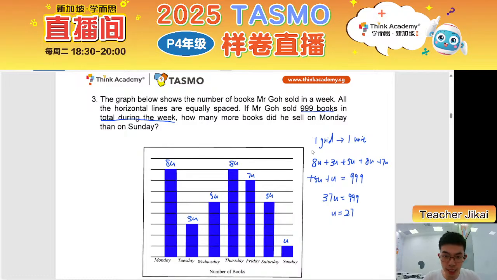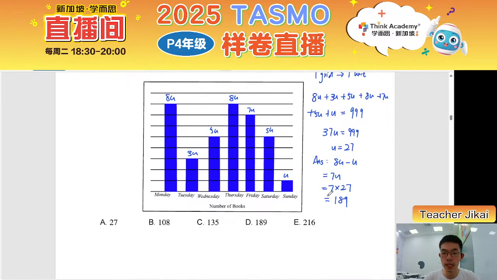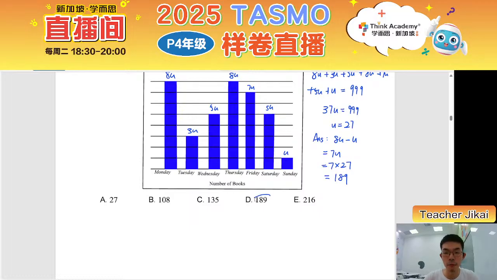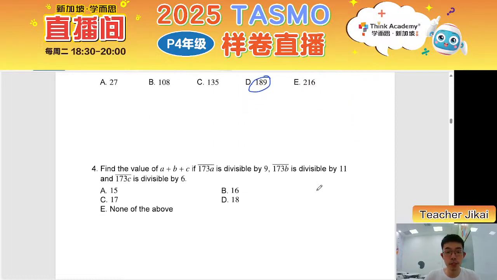So what is it asking? How many more books did he sell on Monday than on Tuesday? The answer is how many units? 8 units minus 1 unit, right? So the 7 units equals 7 times 27. So the answer here is 189. What are the choices here? Of course, we have 189 here. The D should be the correct answer, right? So let's go to the fourth question.